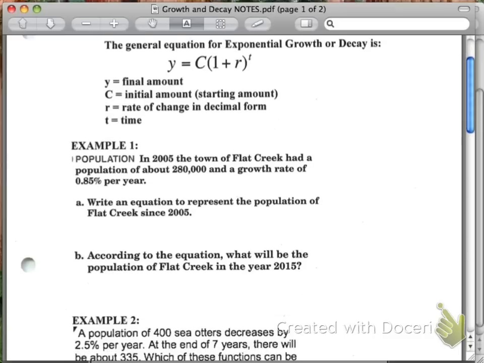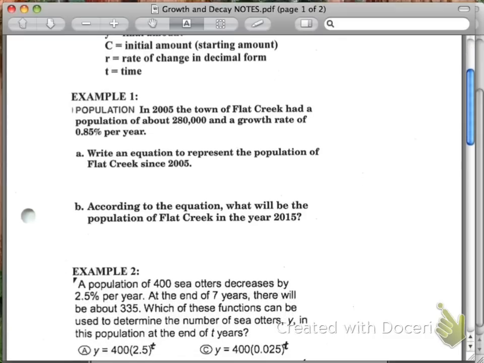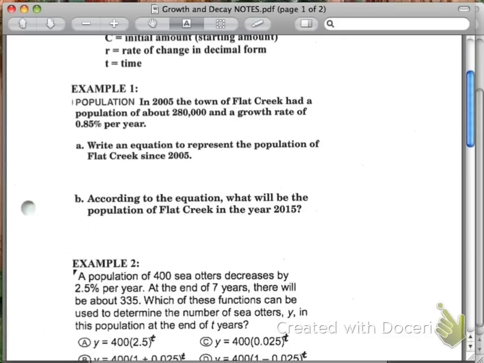Example 1 says the population in 2005 of Flat Creek had a population of about 280,000 people and a growth rate of 0.85% per year. So our first thing to do is to write an equation that represents the population of Flat Creek since 2005. So what I need to do is just fill in what I know. Again, my general equation is y equals c times 1 plus r to the t power.